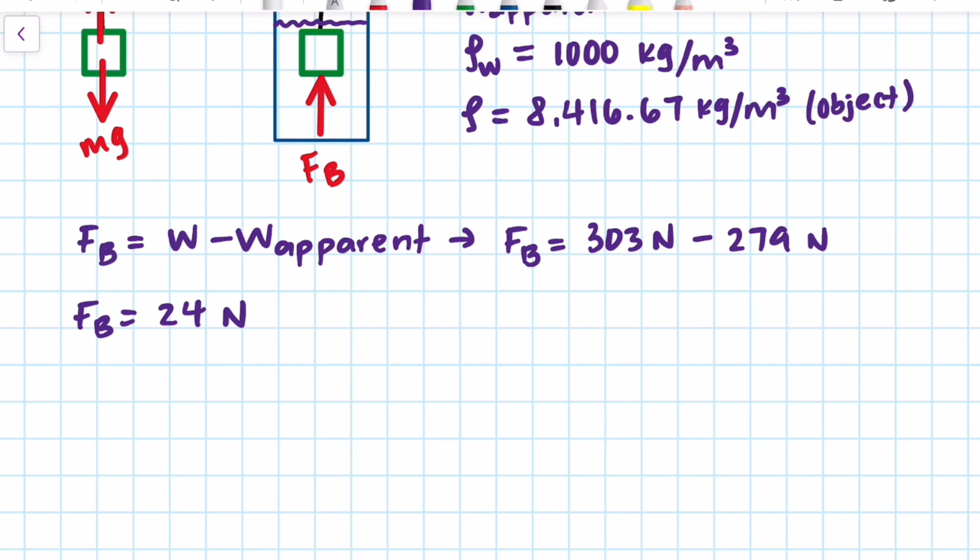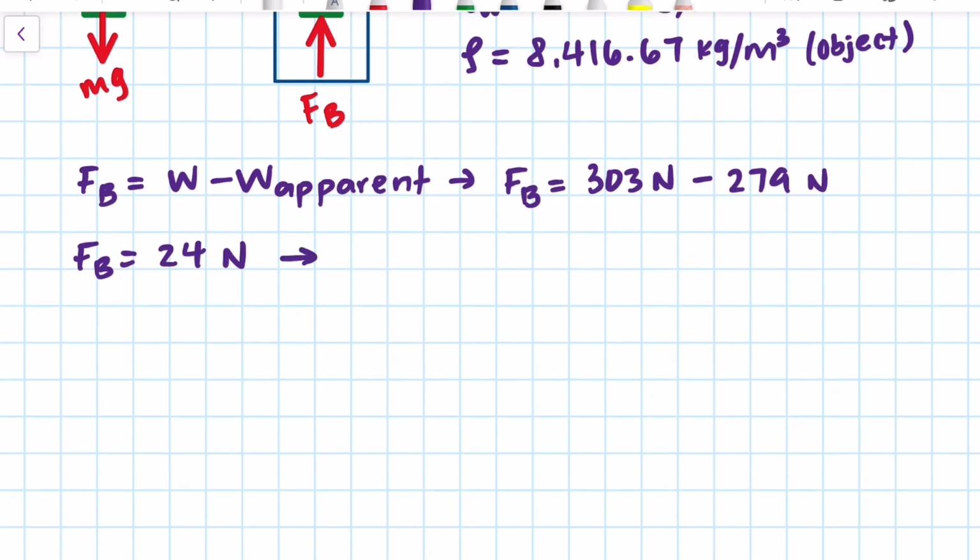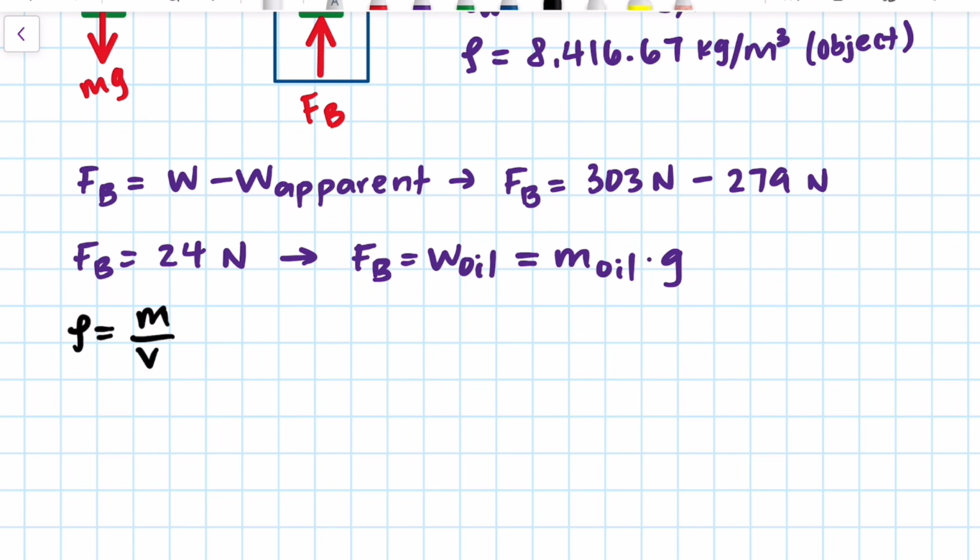With the buoyant force, we can know the weight of the displaced fluid. The fluid in this case is the oil. So we can say that the buoyant force is going to be the weight of the displaced oil. And we know that weight is simply mass, in this case the mass of the oil, times the acceleration of gravity. And we want to use the mass because we know that density is equal to mass divided by volume. So if we find the mass of the oil somehow, and then we find the volume, then we can find its density.